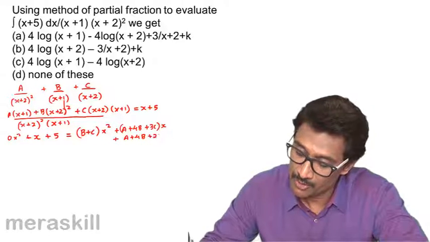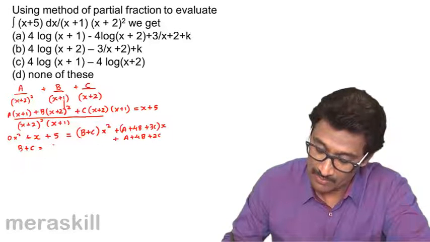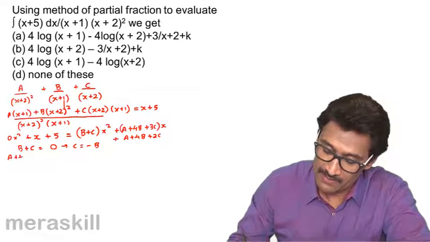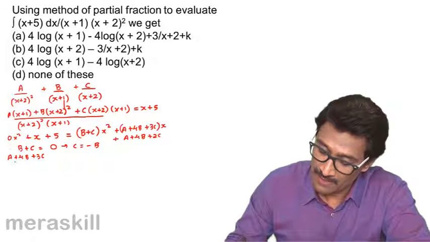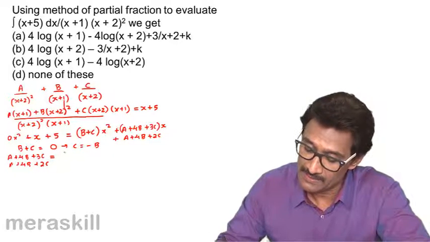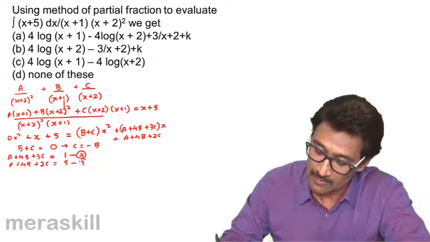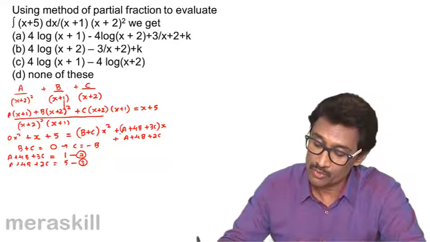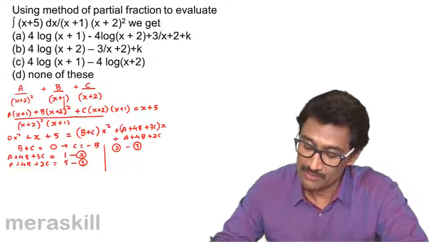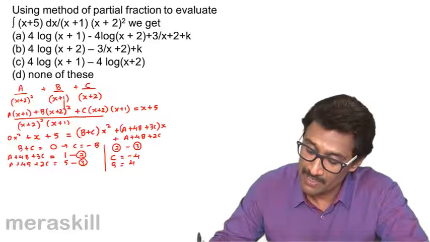And hence you will have b plus c is equal to 0, which means c is equal to minus b. Then a plus 4b plus 3c is nothing but 1, and a plus 4b plus 2c is 5. We can even subtract because the coefficients are the same. If you subtract 2 minus 3, you get 3c minus 2c is c. c turns out to be minus 4. If c is minus 4, b would be plus 4.